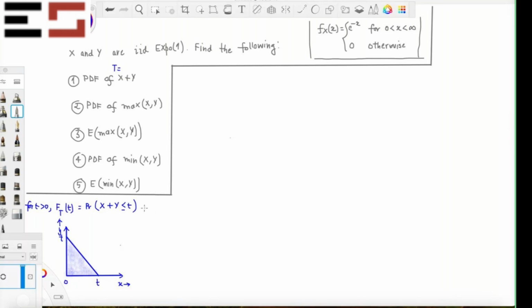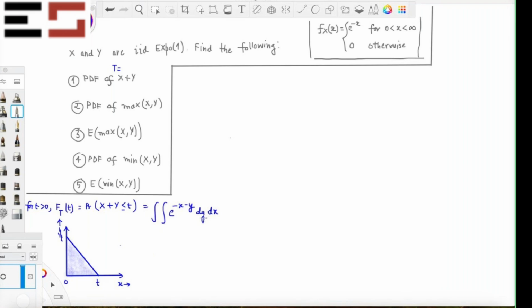So let us do that. Notice that the joint density of x and y is e to the power minus x into e to the power minus y. So basically, we just need to do the double integral of e to the power minus x minus y with respect to y and with respect to x over this triangle. So how do you write this triangle as limits?